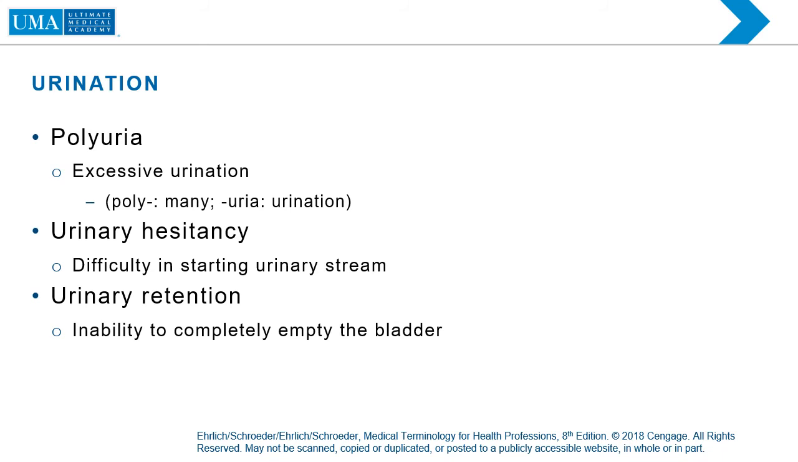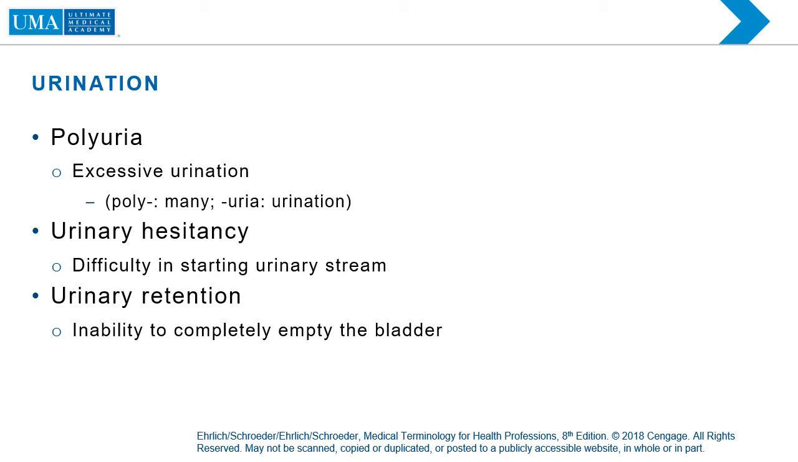Take a look here. We have polyuria. Notice it still has that same ending of uria, which means urination, but poly means many. So with polyuria, this would mean excessive urination and is a common symptom of diabetes mellitus. Note here, polyuria is the opposite of oliguria.